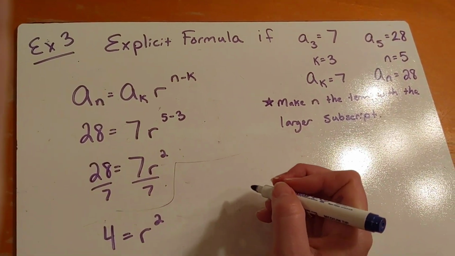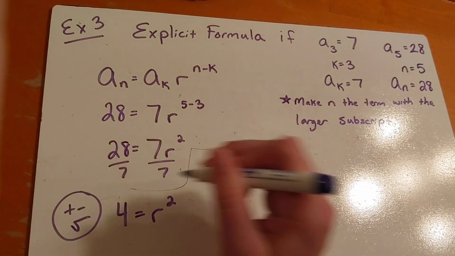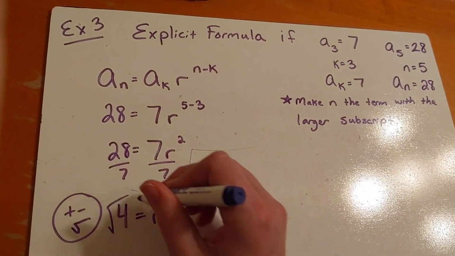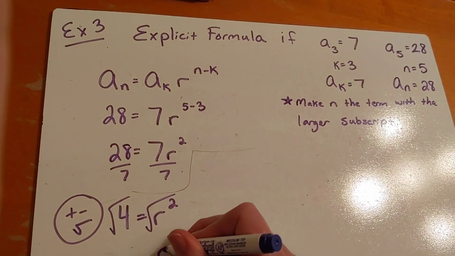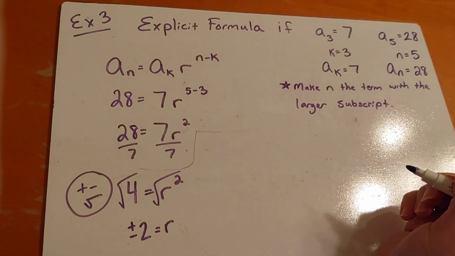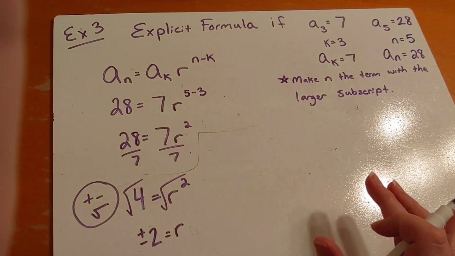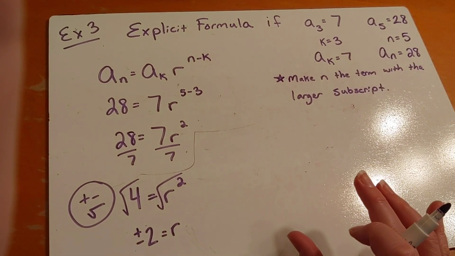Oh no, Radical Man is back. We need to remember, if I'm going to take the square root of both sides, I need a plus or minus. So r could equal plus or minus 2. So my common ratio might be positive 2, might be negative 2. Either one would work. You can actually pick either one in this case.